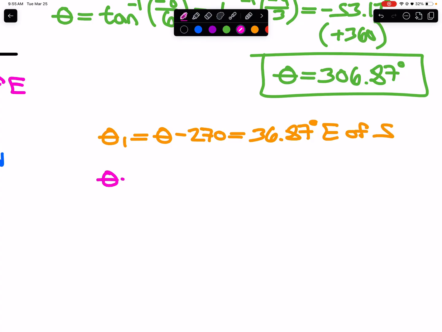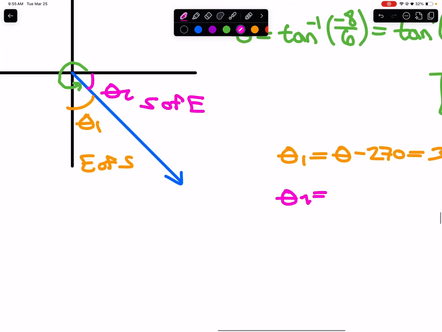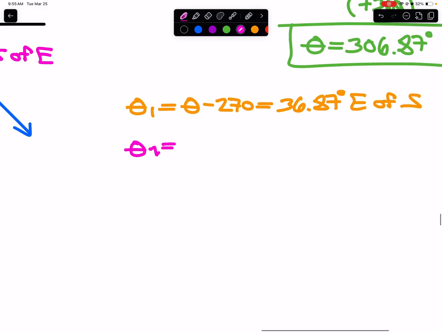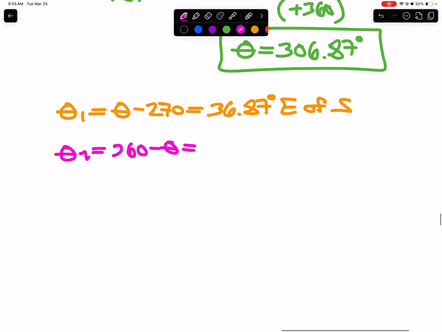And then for theta 2, that means I need to do a full rotation, 360 minus the actual angle. So 360 minus theta. So I'm going to do 360 minus 306.8698976, which is going to give me 53.13 after rounding. And then that would give me south of east.